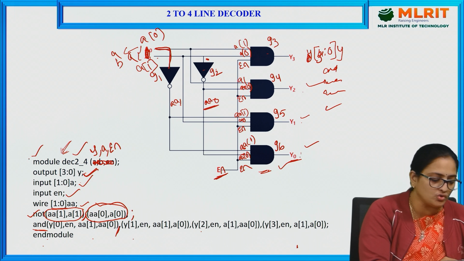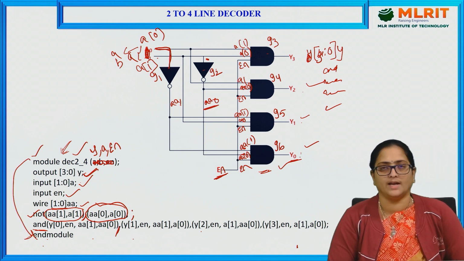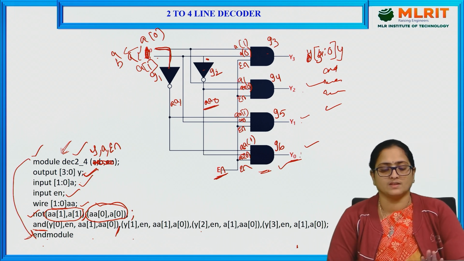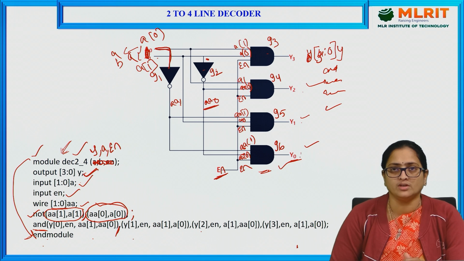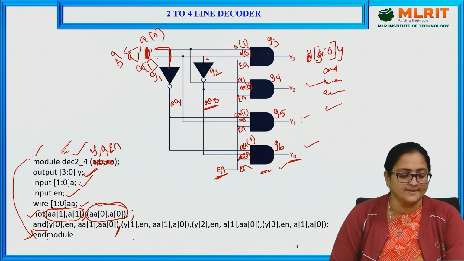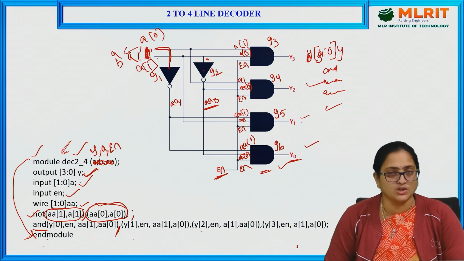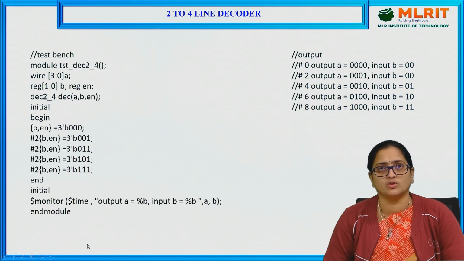And this module ends with the keyword endmodule. This is how you can write a design description for a 2 to 4 decoder. Now, for this decoder, how to write a test bench code.